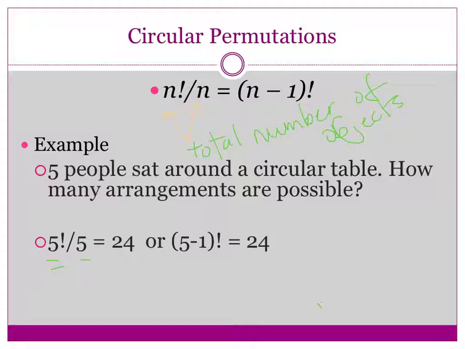Now the reason we divide out by that 5 right here is because of the rotations that will be the same. Circular permutations have no beginning nor end. So the arrangement that you're going to see here is the same arrangement. These are the same arrangements. We just rotated each person over 1 seat. Well, in this example, there are going to be 5 exactly the same arrangements because there are 5 seats that everyone can rotate into, thus giving us 24 possible arrangements.